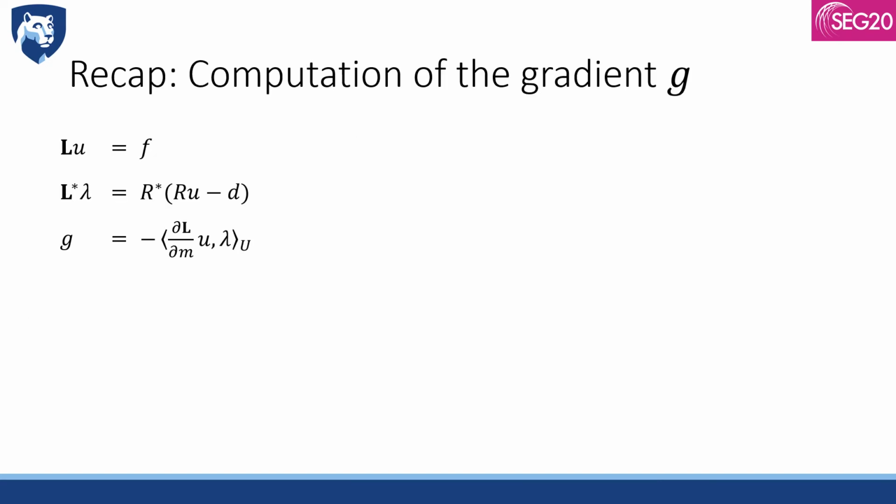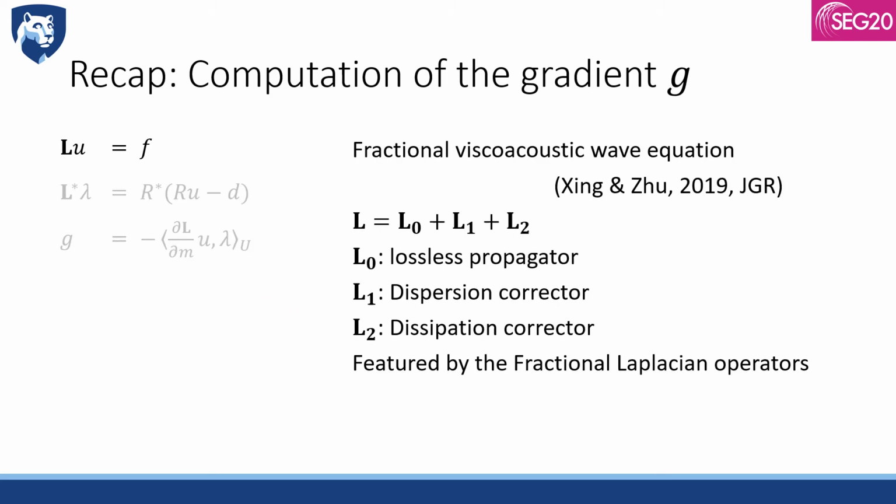To give you a recap, let's talk about the general first-order adjoint state method, which is used to compute the gradient g. Basically, the gradient can be computed in 3 steps: a forward simulation, an adjoint simulation, and the interaction between these two wave fields. This first equation describes the forward wave field simulation, where L is the wave propagation operator, U is the wave field, and F is the source.